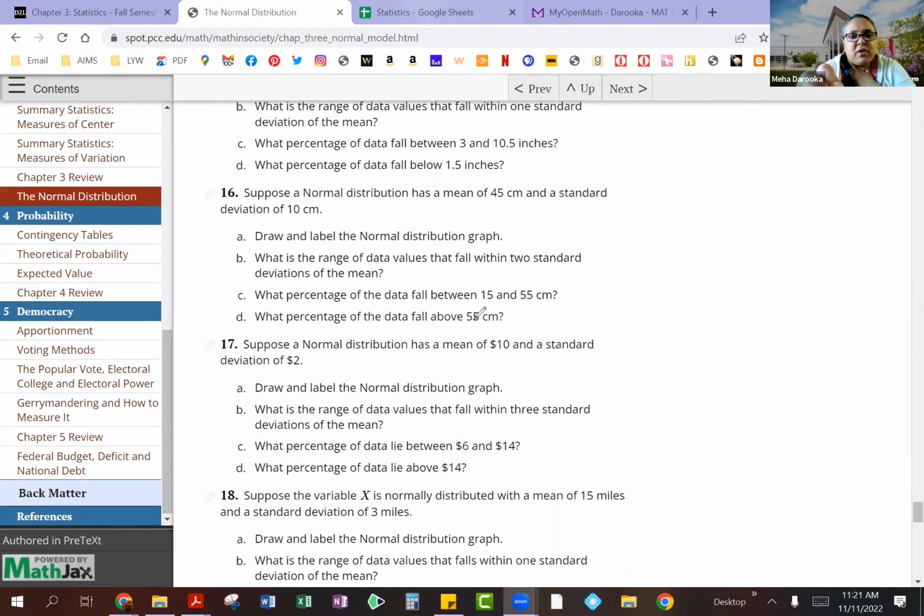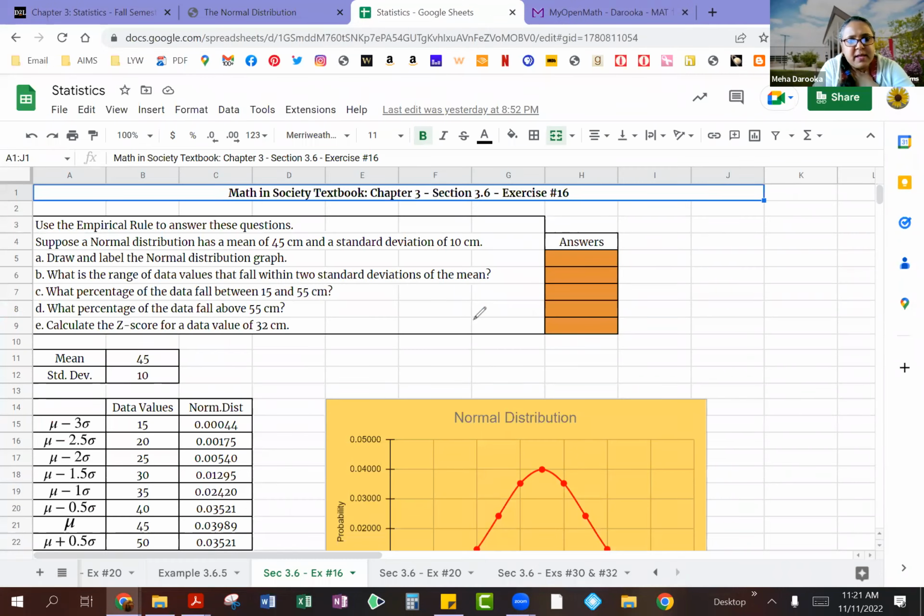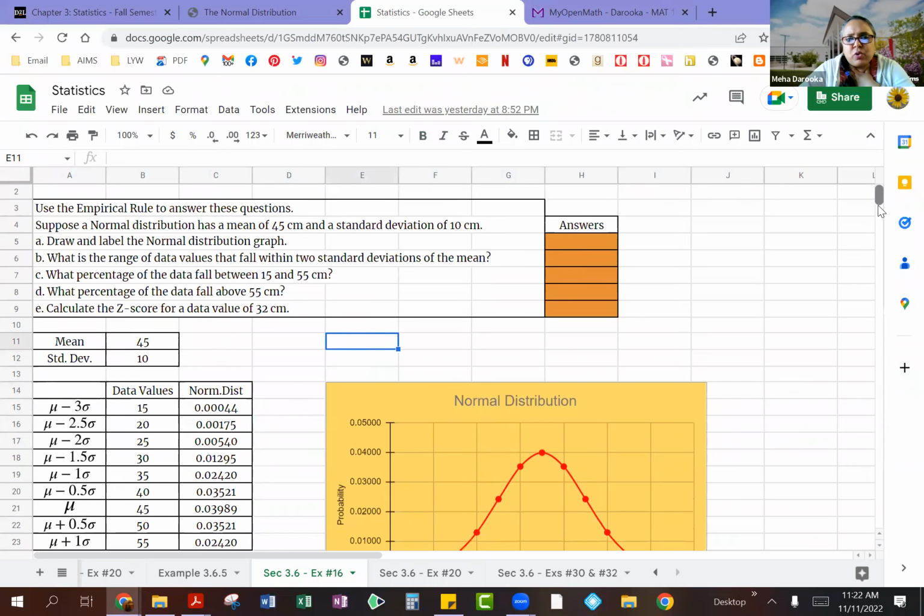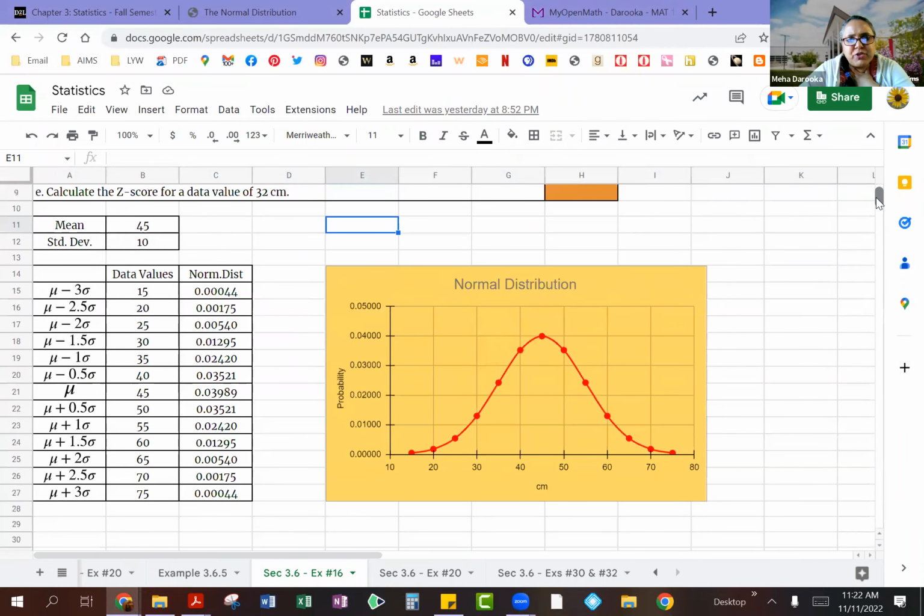I've already copied this problem over here. You can see they're telling us that the mean is 45 centimeters and the standard deviation is 10 centimeters, so I put that information over here. Since we are not really doing graphing by hand, I just went ahead and made a normal curve. You will not be required to do the graphing, and that's why I did this ahead of time.